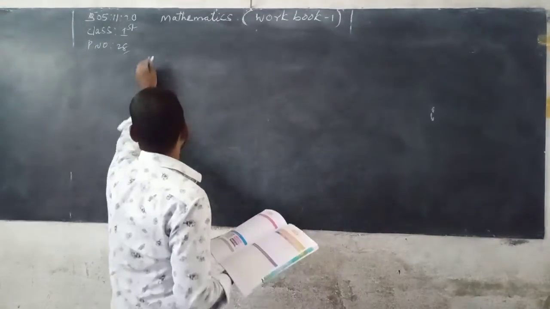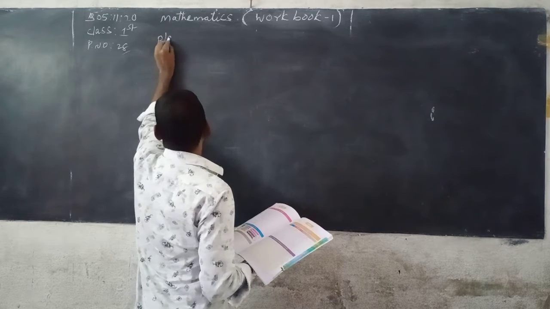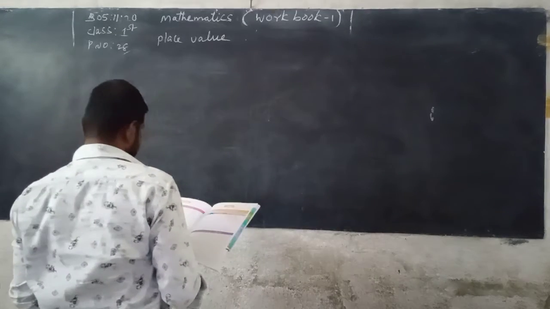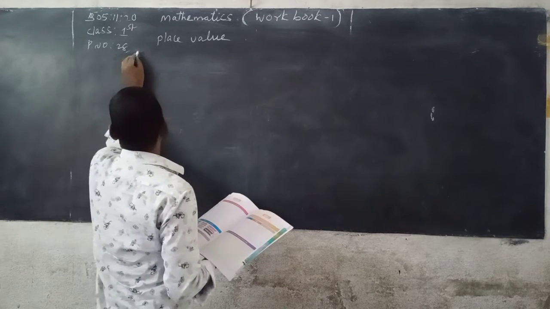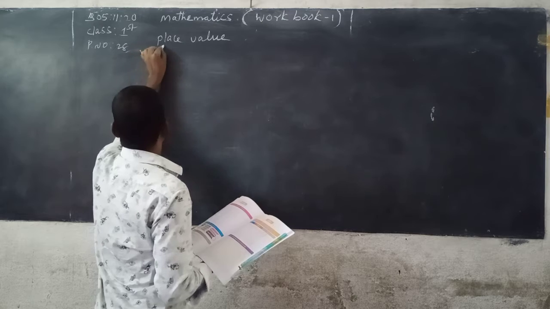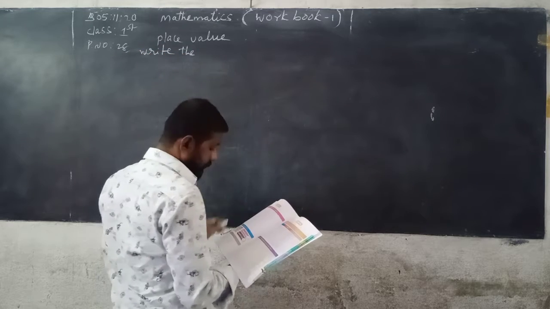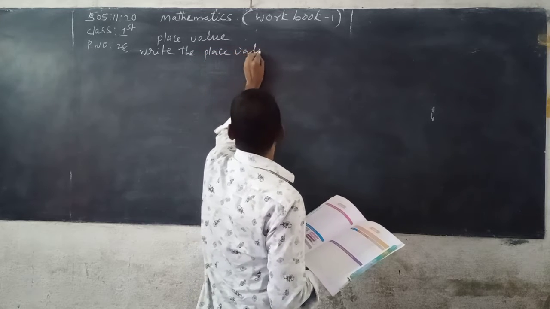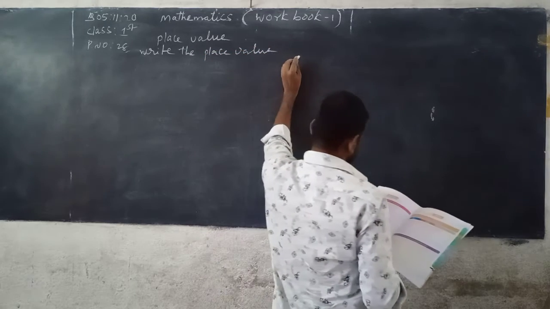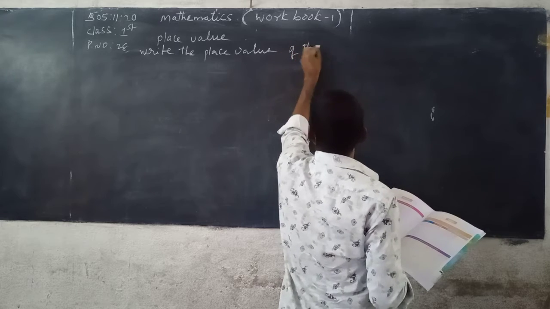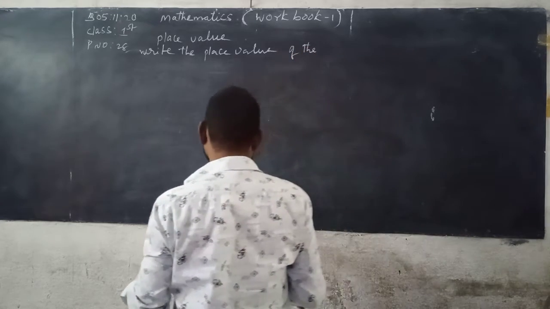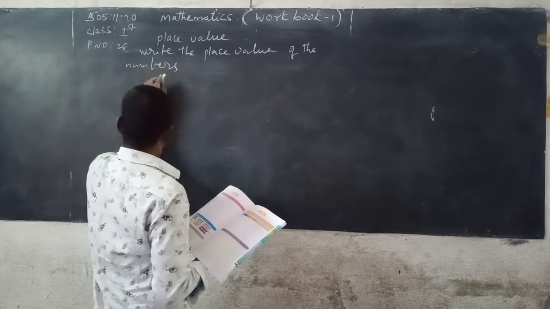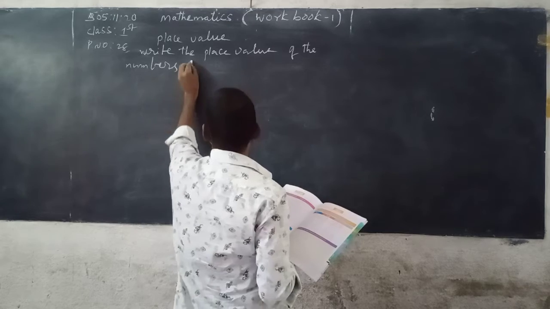See here, look at the blackboard everybody. Place value. Write the place value of the numbers below.